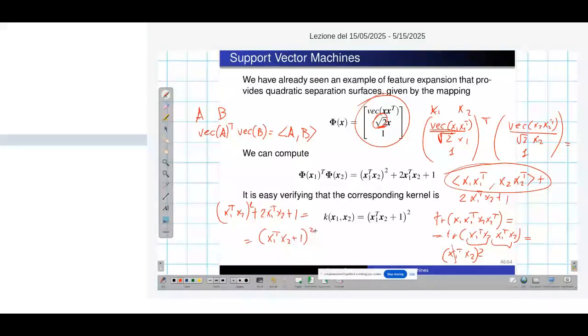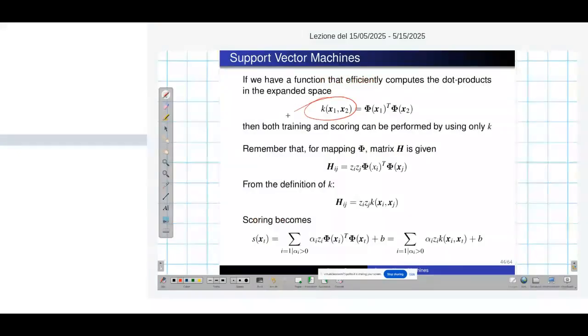Which means that the product phi of x1 transpose phi of x2 can be computed without ever computing phi. I can compute it in this way. This way has a complexity that is not d squared. The complexity of this is still d, the original feature complexity. So since I don't need the full vector but just the dot products, it's possible for some feature expansions to find a way to compute the dot products between expanded features efficiently, without actually computing the expansion.